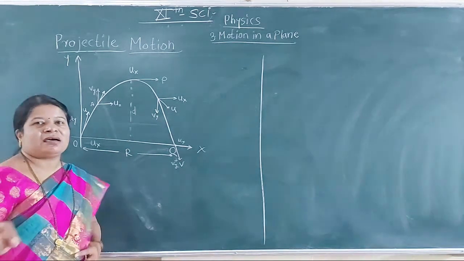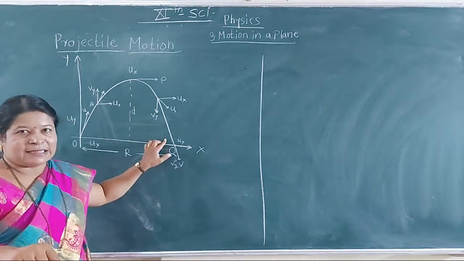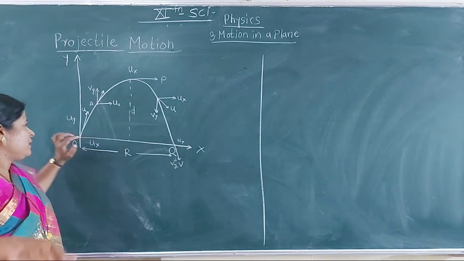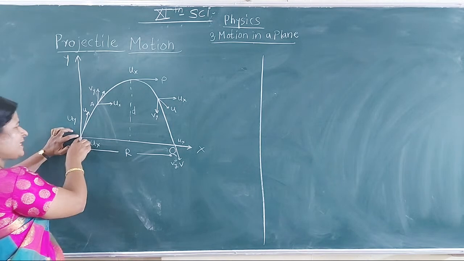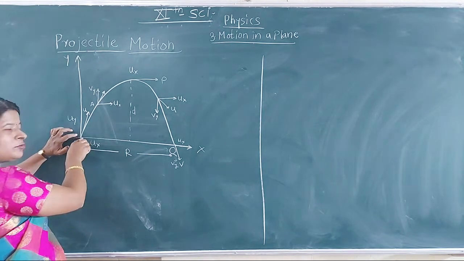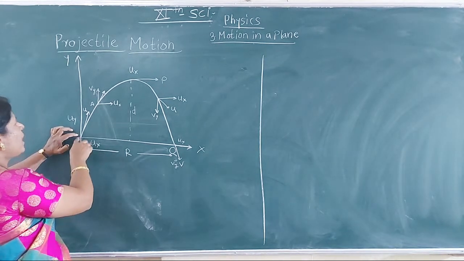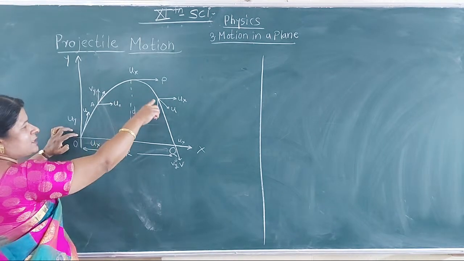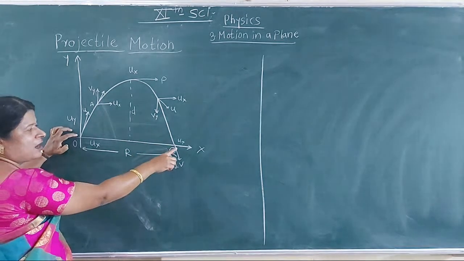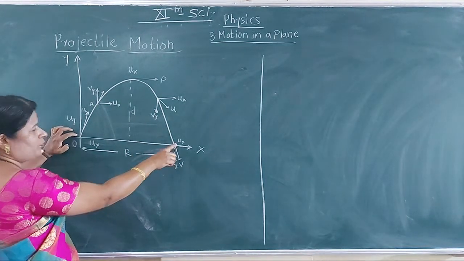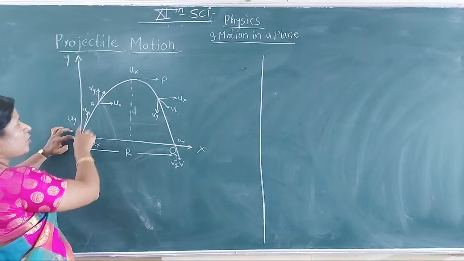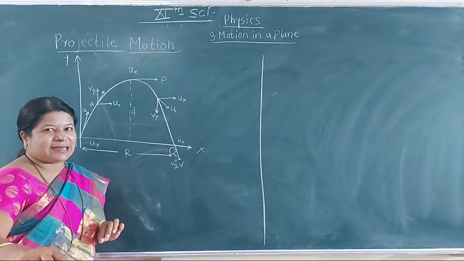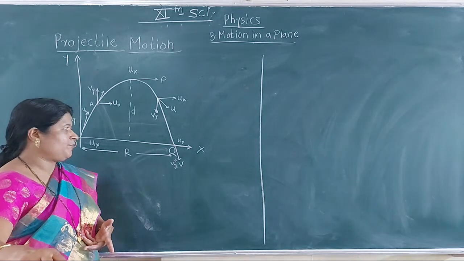When the projectile completes its path, the path traveled by the projectile is called the path of trajectory. Suppose the projectile is thrown from point O, and it covers this distance with a velocity and comes to point Q. Then from point O to point Q, it is the path of trajectory of that projectile.